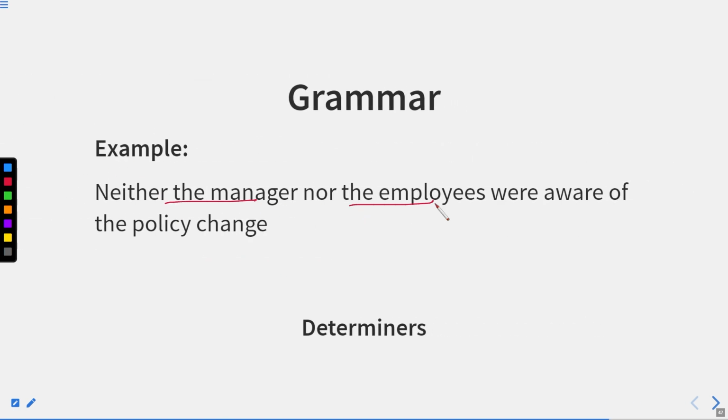Neither the manager nor the employees were aware of the policy change. Now here the verb is were and the nearest subject is employees. So this is a noun, so obviously this verb depends on this noun only.